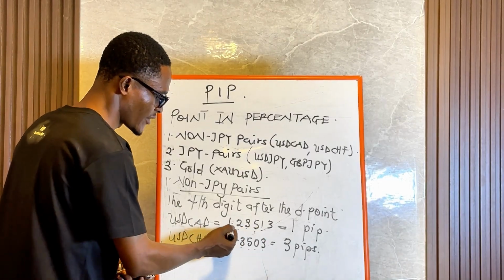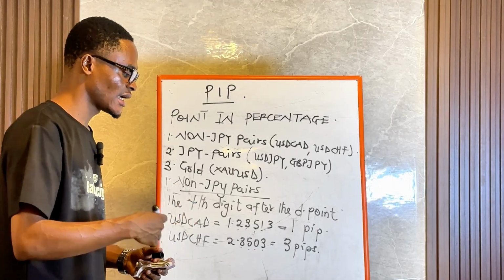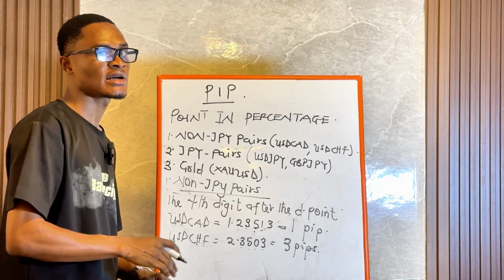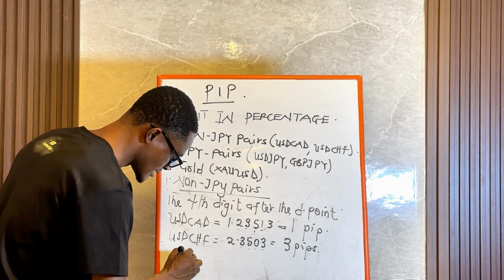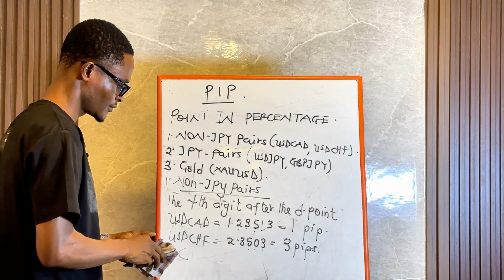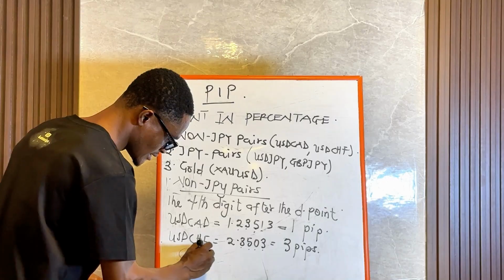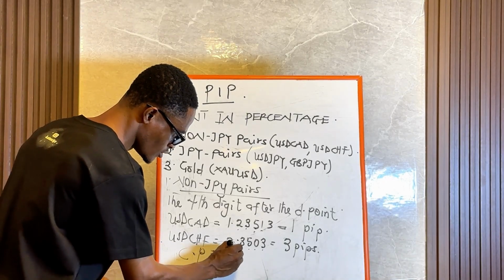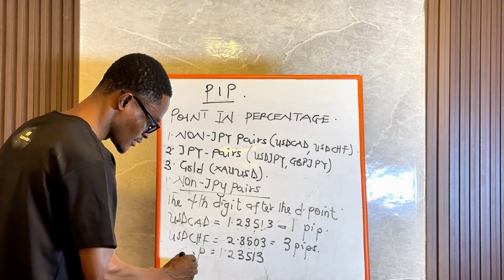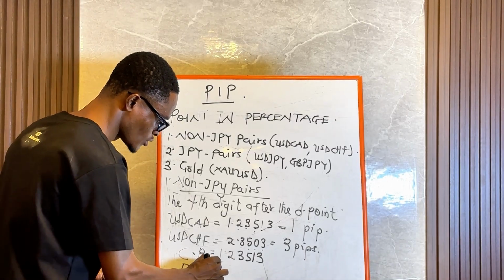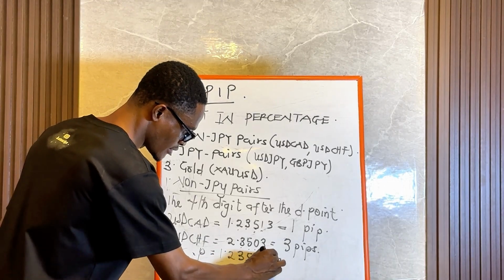Now let's look at some more examples with the current price and the final price. Assuming you are buying USD CAD and it moves from a current price to a final price, how would you calculate the pip? So this is the current price, the CP, which is 1.23513, and the final price is 2.3503. What will be the pip?